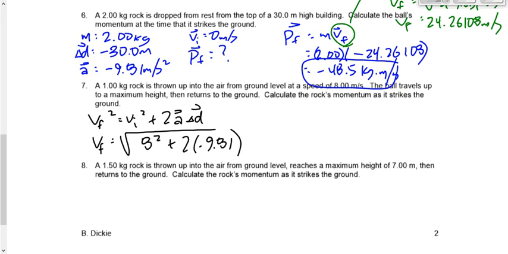Good. Who said that? Good. 0. Like it starts at ground level. I don't care where it went to. Its initial position is ground. Its final position is ground. What's its change in position? Its displacement. 0.